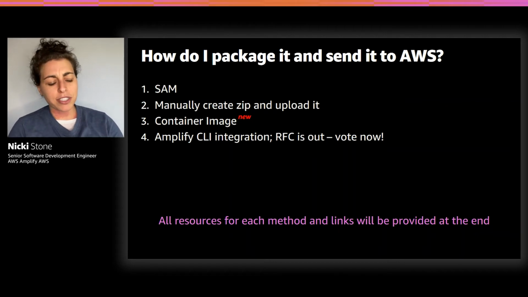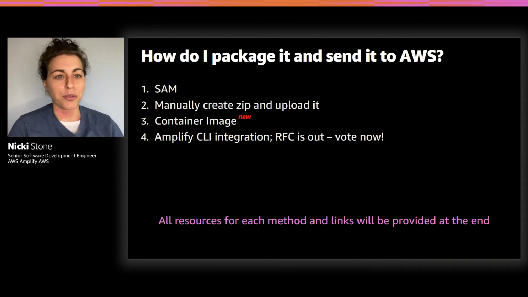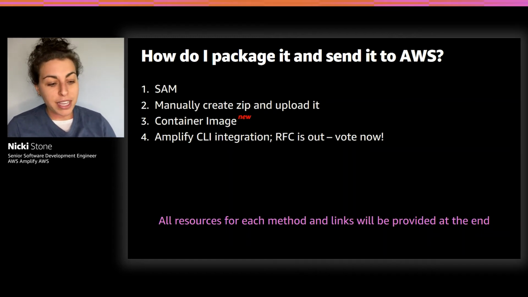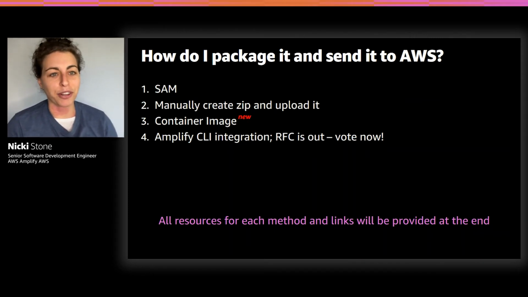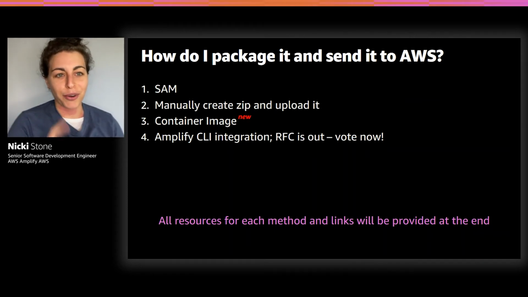And then I just want to emphasize that for all of these different ways, I will provide resources at the end so that you can choose the way that works for you. I don't want to tell you how to do things or what way you should choose. You find a way that you like. The third way is new, just released last month at re:Invent. You can essentially give Lambda a container image directly. And then the last way is not technically a real thing yet, but I'm hoping by putting it here, you'll all go out and vote.